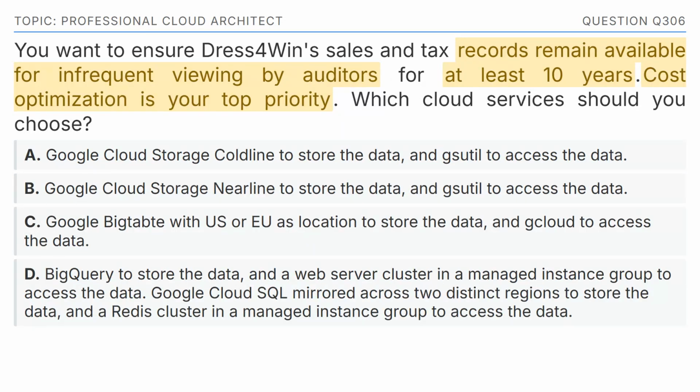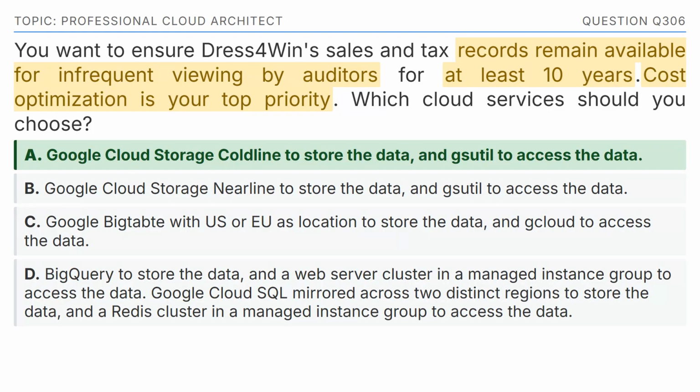To arrive at the correct answer, we focus on the keywords. Records remain available for infrequent viewing by auditors, at least 10 years. Cost optimization is your top priority. The correct answer is option A, Google Cloud Storage Coldline to store the data, and gsutil to access the data.